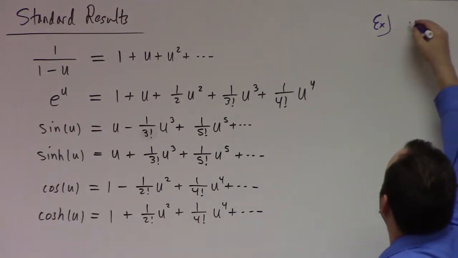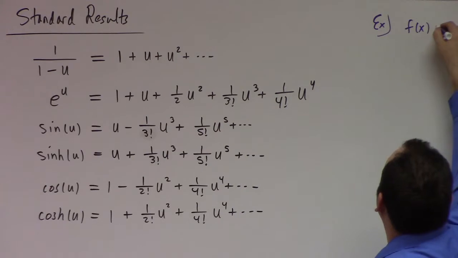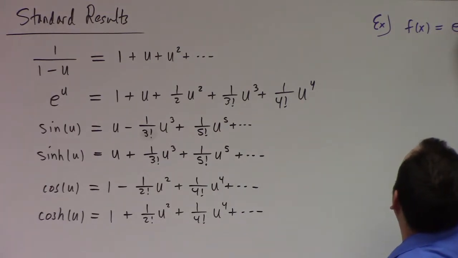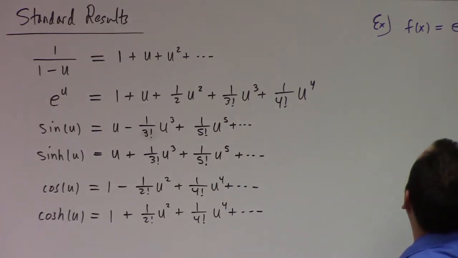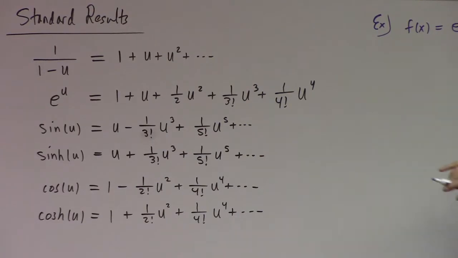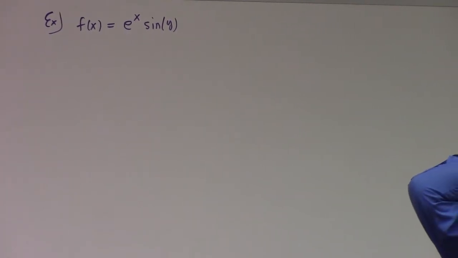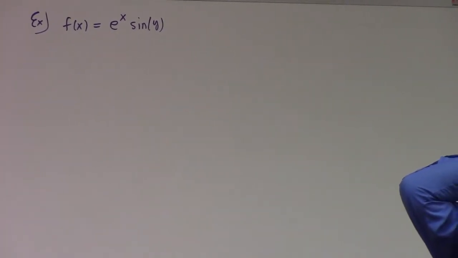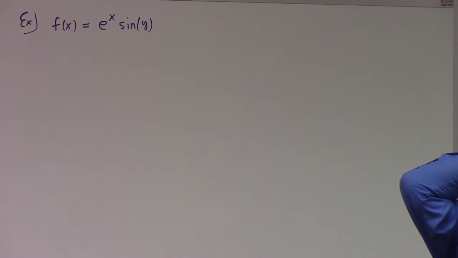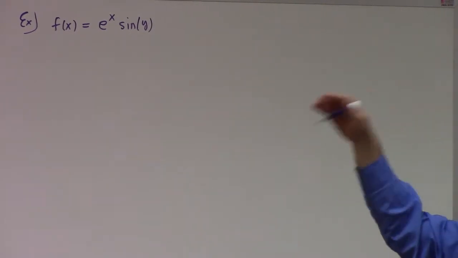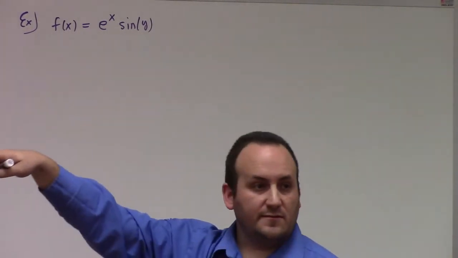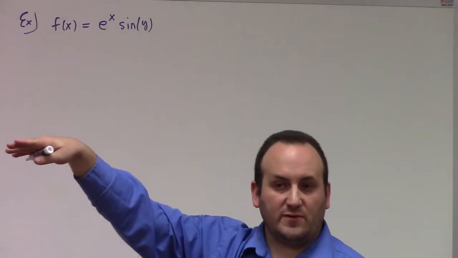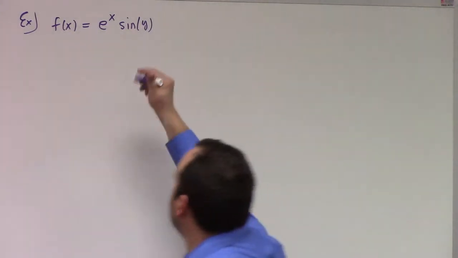If I have f of x, y equal to e to the x times sine of y, and I want to find the multivariate power series for that, it's really simple. I just write down the single variable power series for each and multiply. I don't care about the whole thing. I'm really just interested up to the Hessian, so I'll just keep terms up to quadratic order. What is there?